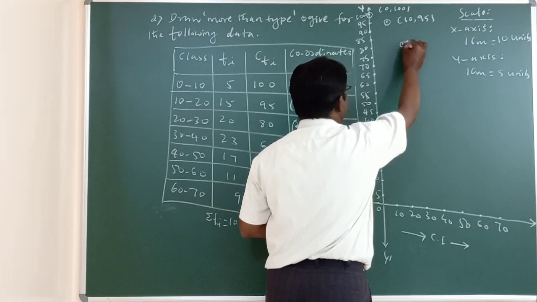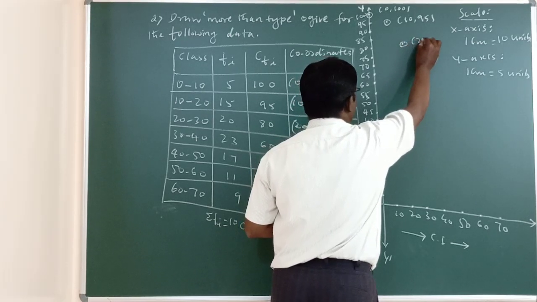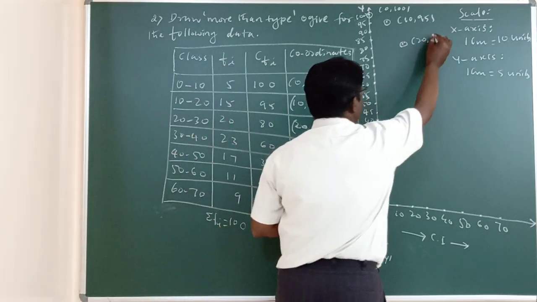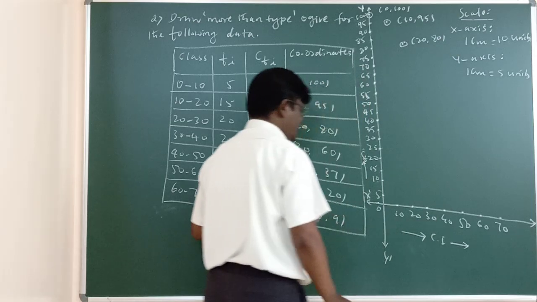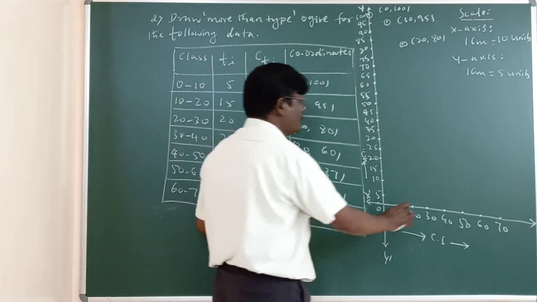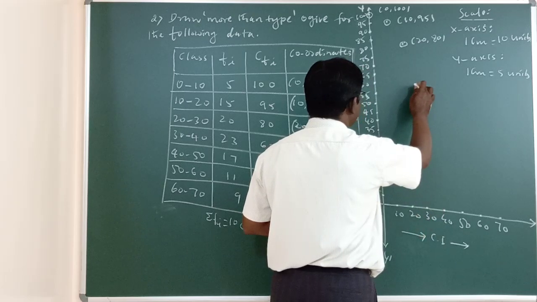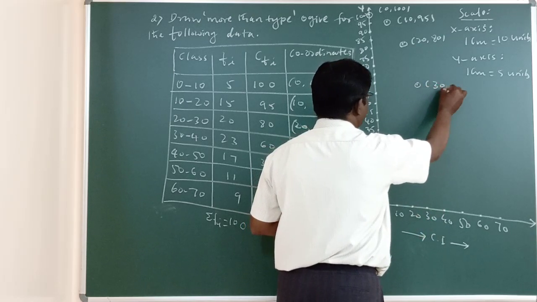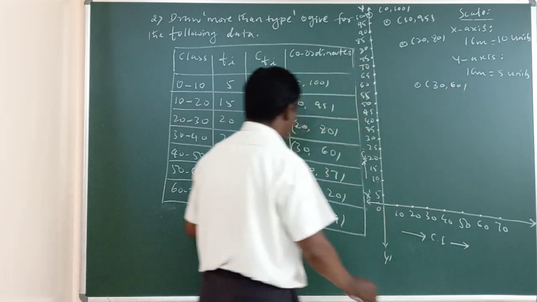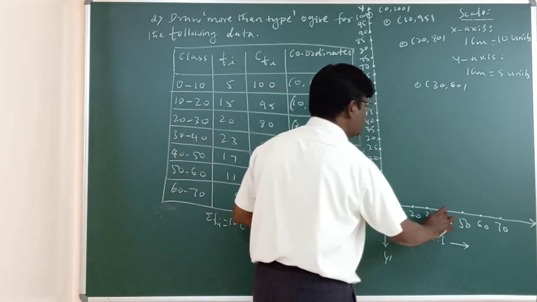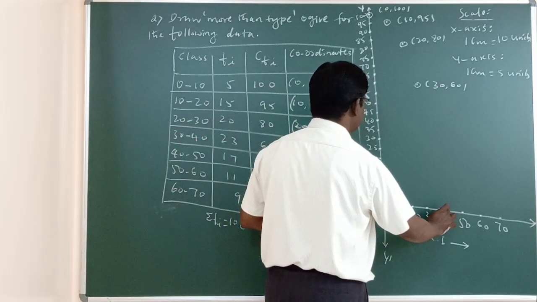In your graph sheet, you mark properly. 20, 80. Okay. Next 30, 60. Then 40, 37.